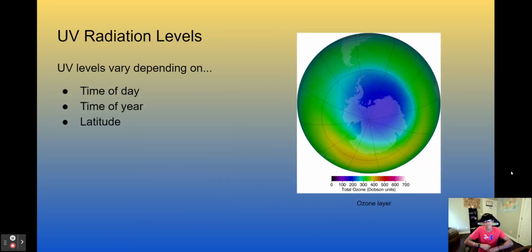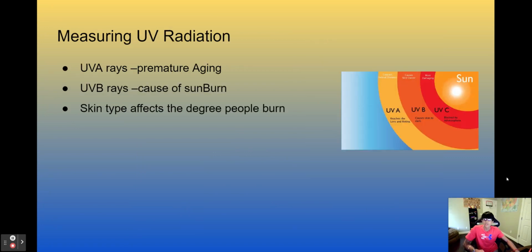So, UV radiation levels. UV levels vary depending on the time of day, the time of year, and the latitude. It can also vary depending on the altitude, weather conditions, environment reflection, and also the ozone. UVA rays cause premature aging. UVB rays are the cause of sunburn, and skin type is going to affect the degree people burn. Lighter skin people are going to burn more easily than darker skin people.